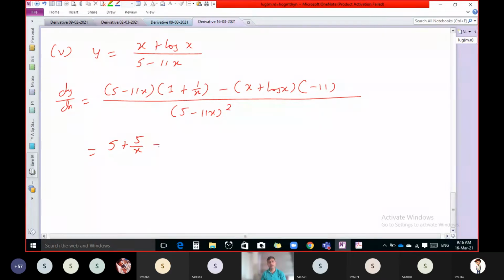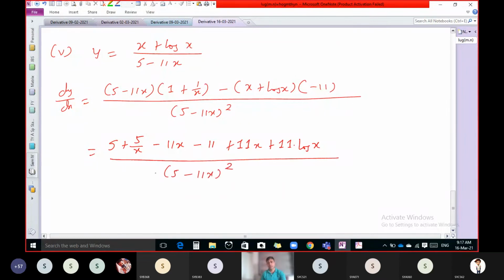What we get? Minus 11x, minus 11, and 11 upon x into x, so x cancels and we get only minus 11. Clear? Now this minus, plus 11 into x is 11x, and 11 into log x is 11 log x, upon 5 minus 11x the whole square.